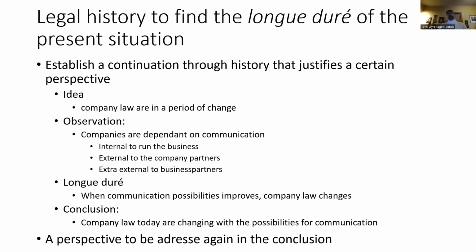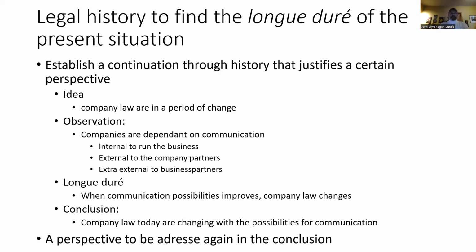So if you have the idea that company law is in a period of change, I think you can also observe, as I've stated on my slide, that companies are at any time in history dependent on communication. So a company is something done between several persons or entities, and they have to communicate. They have to communicate internally. So different parts of the company do different things. They have to communicate to do the things they all need to do. You have to communicate to the company partners. So there are several people putting in capital, taking risk together. There has to be communication between them. And there's also an external communication because the company is serving somebody or something out there. There has to be communication to the business partners.